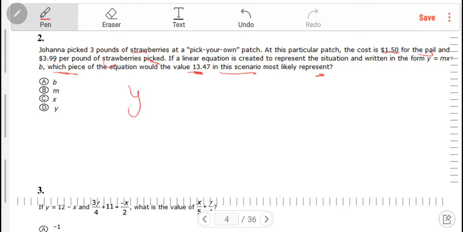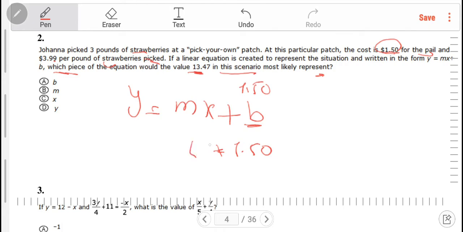Again, y equals mx plus b. Don't forget that b is the initial value or the individual value which does not depend on x. And now I think b here is the price of the pail. The price of the pail is $1.50. So here is 1.50. And the price per 1 pound of strawberries is $3.99, roughly $4. Don't forget that. Yeah, $3.99, and you want 3.